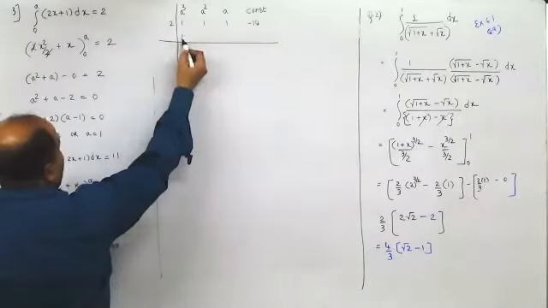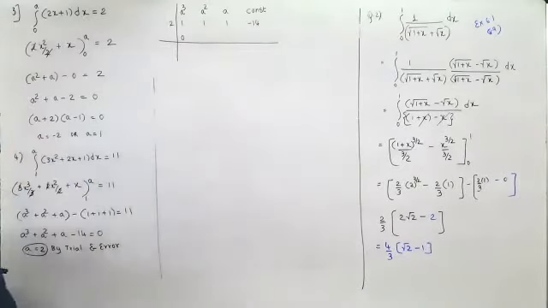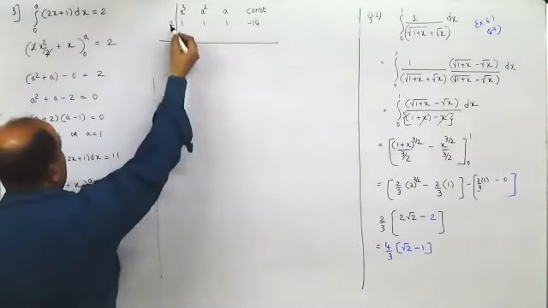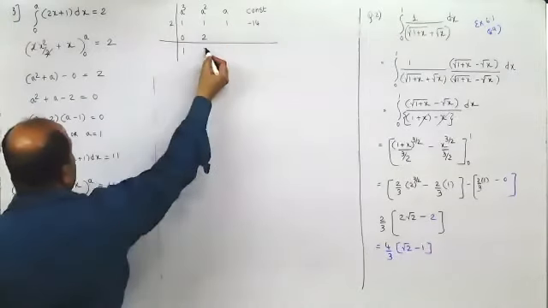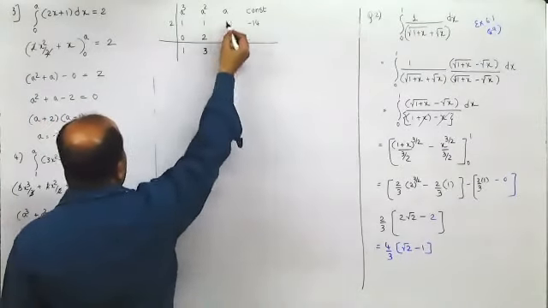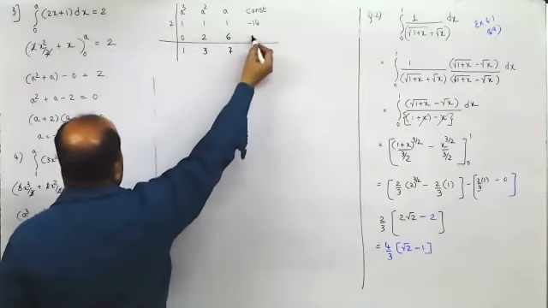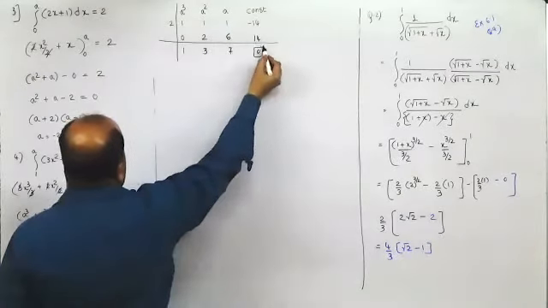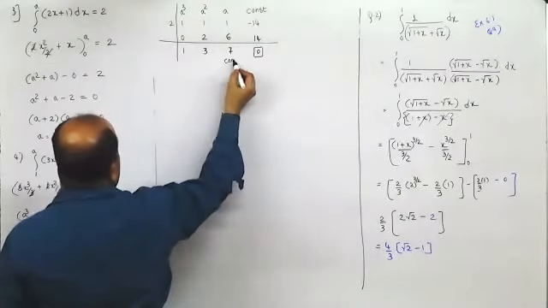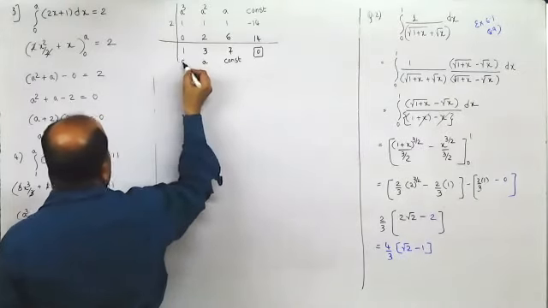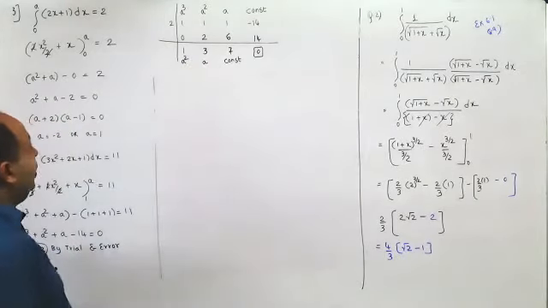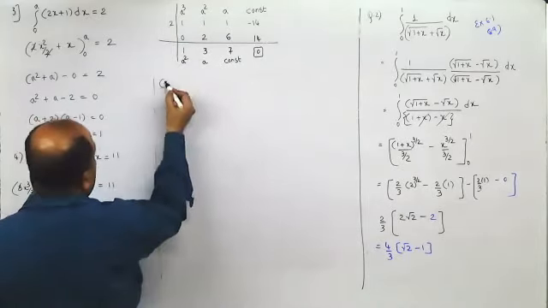Now, always take this as 0 first. 1 plus 0 is 1. 2 into 1 is 2. 1 plus 2 is 3. 2 into 3 is 6. 1 plus 6 is 7. 2 into 7 is 14. This is 0. Now, shift the position. This would be constant. This would be a. This would be a square.